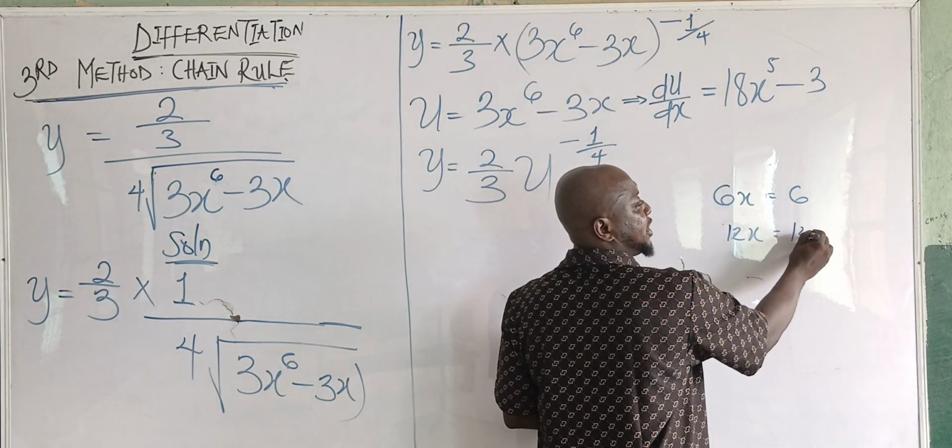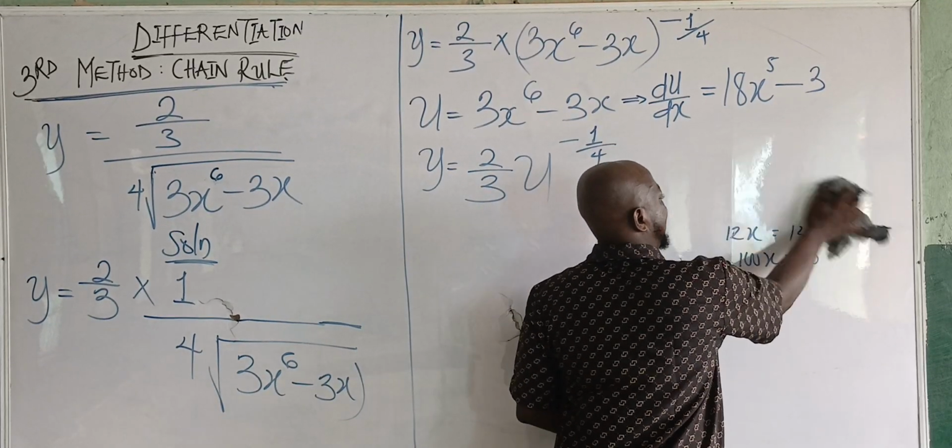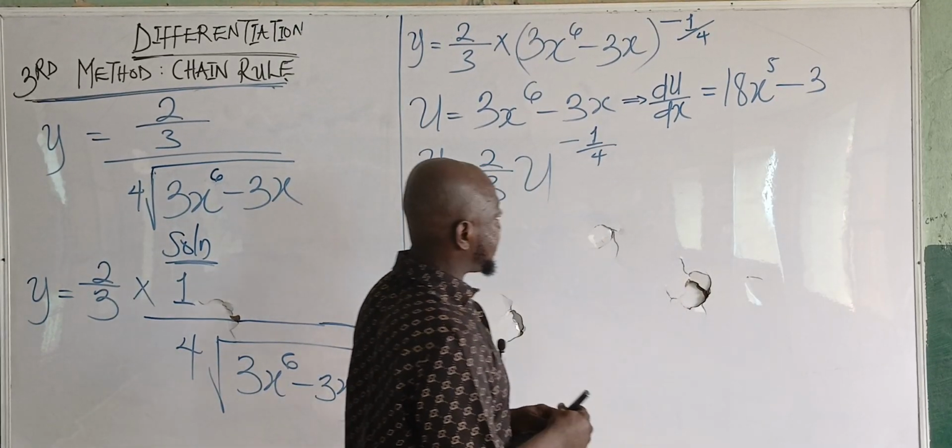12x, if I differentiate this, I'm having 12. 100x, if I differentiate this, I'm having 100. So just take the number back. So this is what I'm having here.